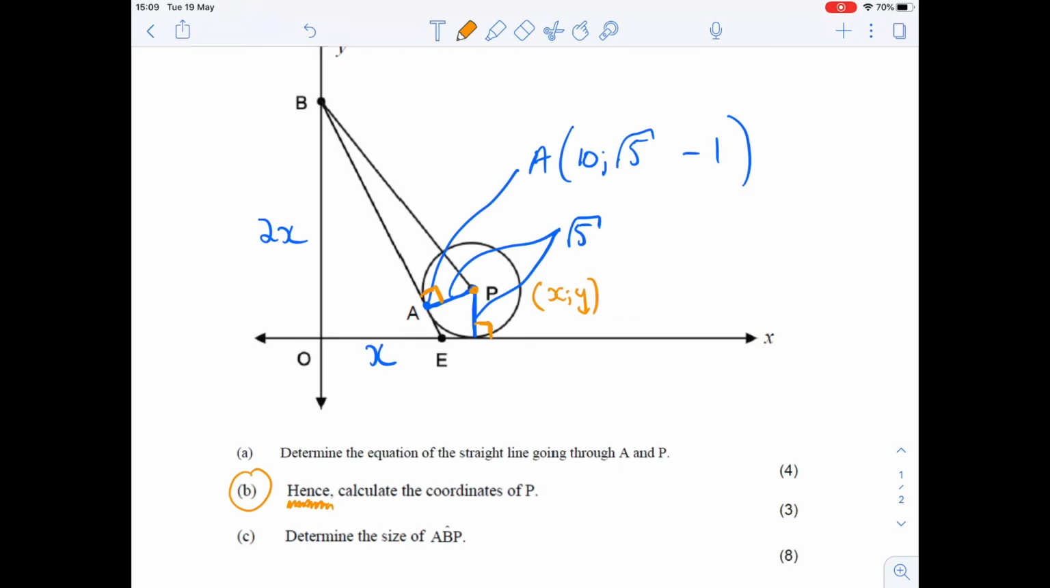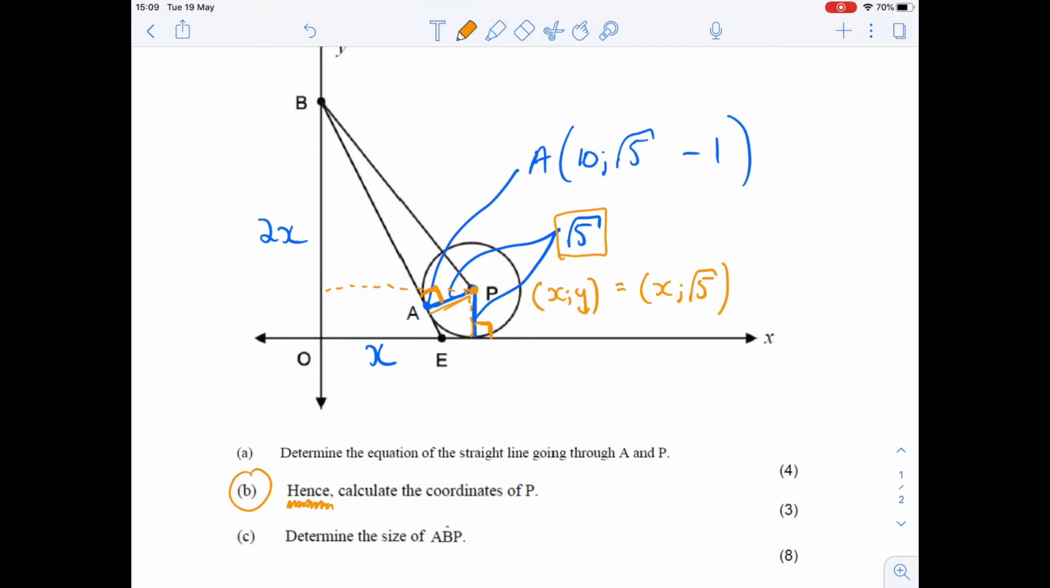Now x is unknown, but y is not unknown. Can you see that? Because we don't know this value here, which is going to be x, but we do know the y, don't we? The y is just going to be the radius. It's going to be root 5. So we don't know the x, but we know the y.